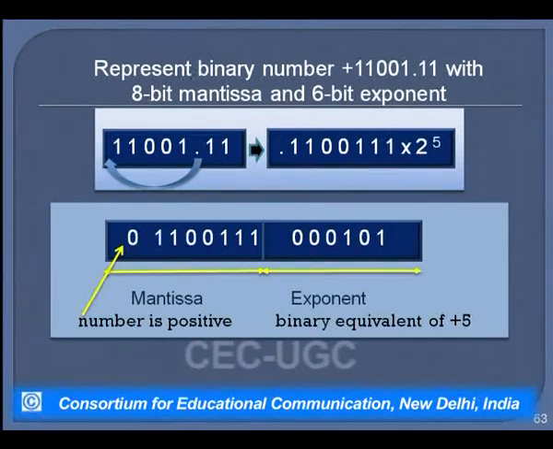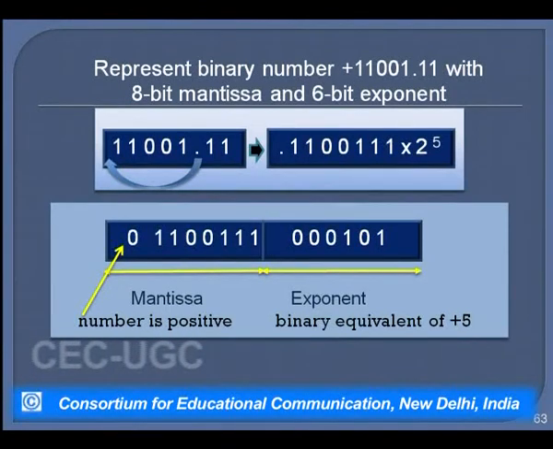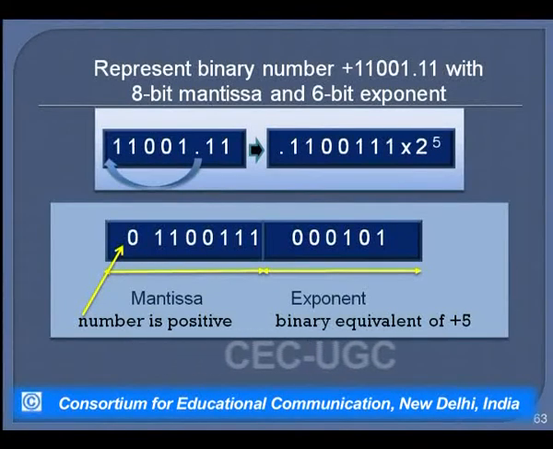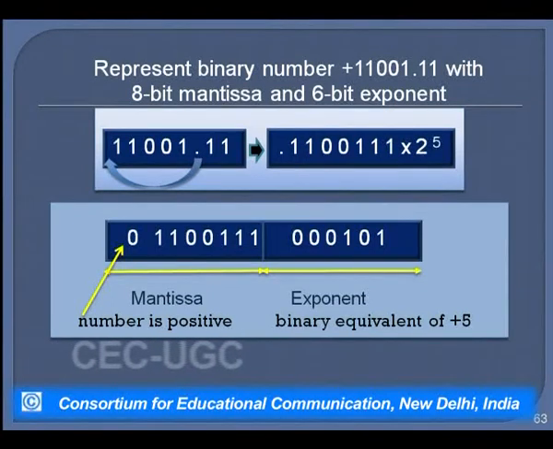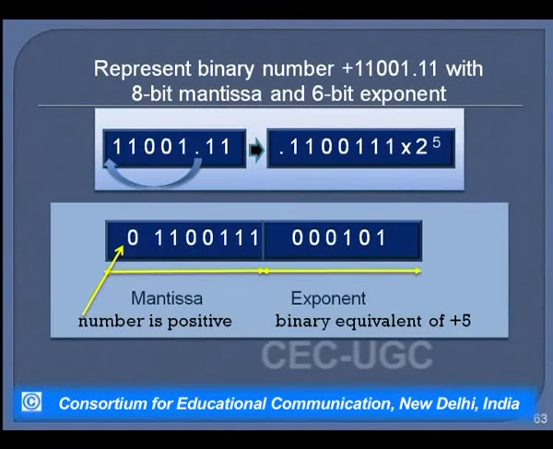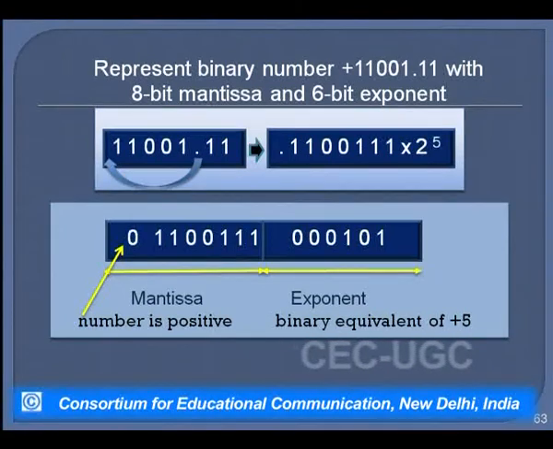The first part of the mantissa is the sign bit, which says the number is positive, so it is 0. The second part is the mantissa, which is the value after the decimal point, and finally 2 to the power 5. The 5 is represented in its binary equivalent form, that is 000101. We are taking an 8-bit mantissa and a 6-bit exponent, so these are 8 digits in mantissa and 6 digits in exponent. Floating point numbers can be represented like this.